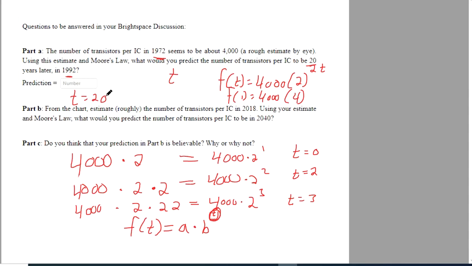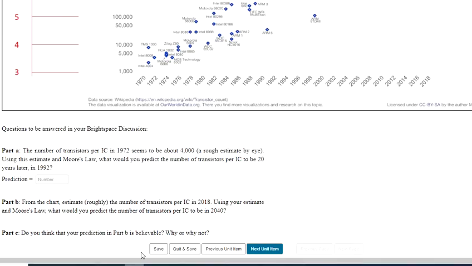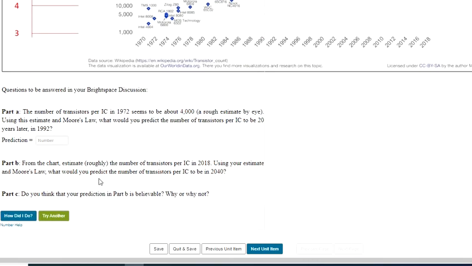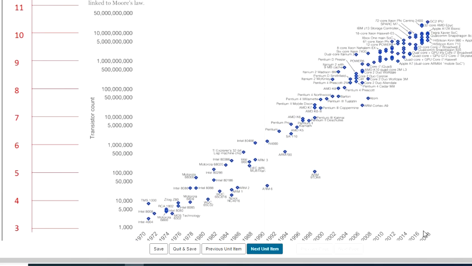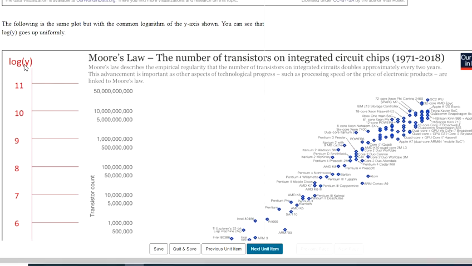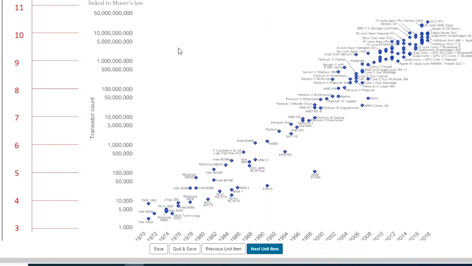For part B, for the chart, from the chart, estimate the number of transistors per IC in 2018. So this is where you can make your own estimate. Look, it's not even having you plug anything. This is where we don't use a function. We want to estimate from the chart the number of transistors per IC in 2018. So go to 2018 and then find out where that might cross the y-axis according to the trend that we're seeing here. So try to find out what the y value is, not the logarithmic value, but this value here, the number of transistors when x equals 2018.